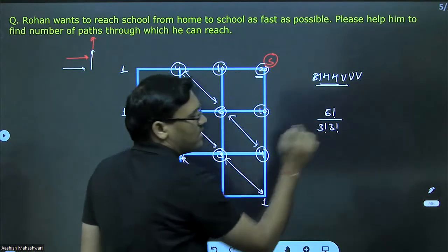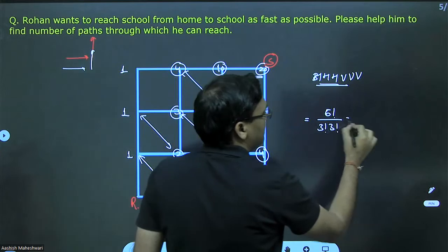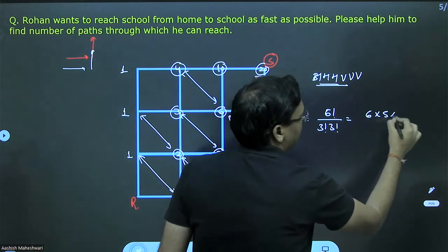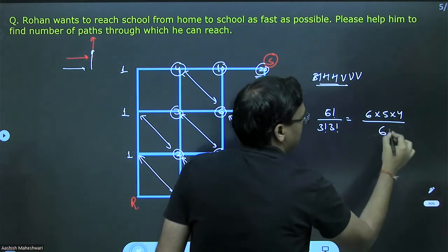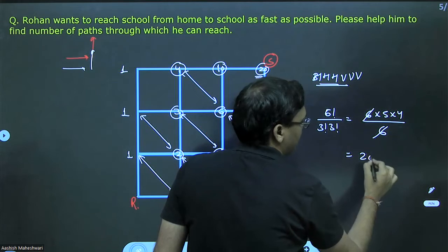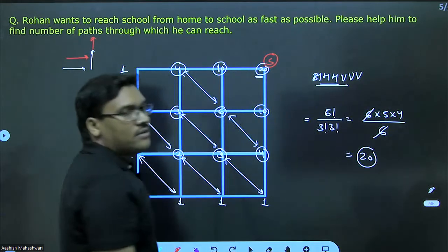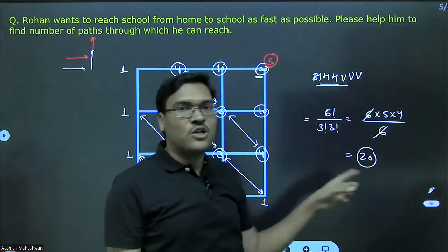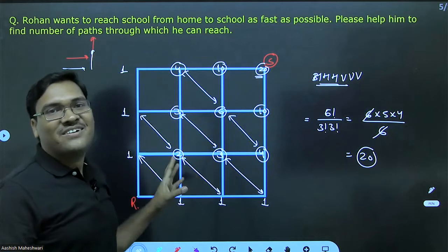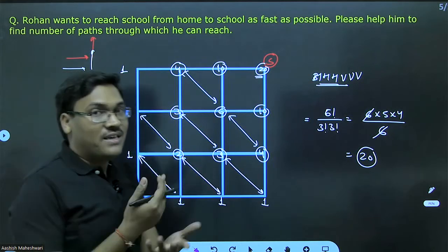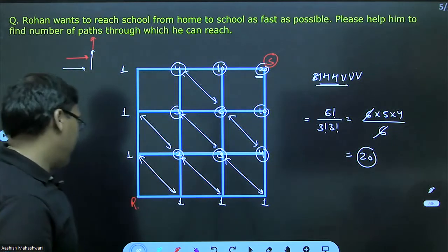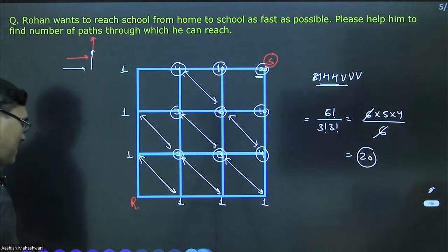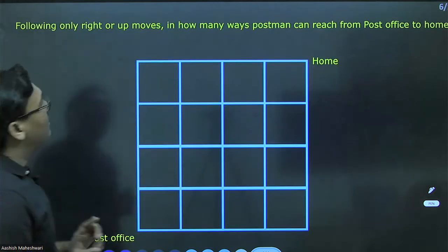You can say this is 6 factorial divided by 3 factorial, 3 factorial. If you just check this, 6, 5, 4 divided by 6, which is equal to 20. So this is the mathematical way to solve this by using permutation combination, but this is a general method which can be applied by any person, any common man, right?